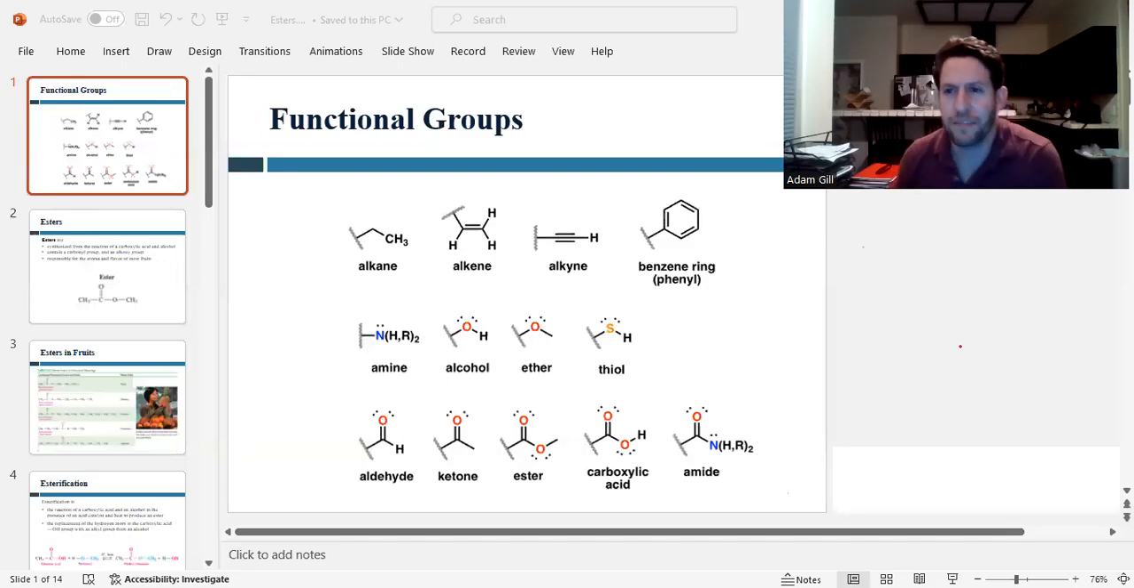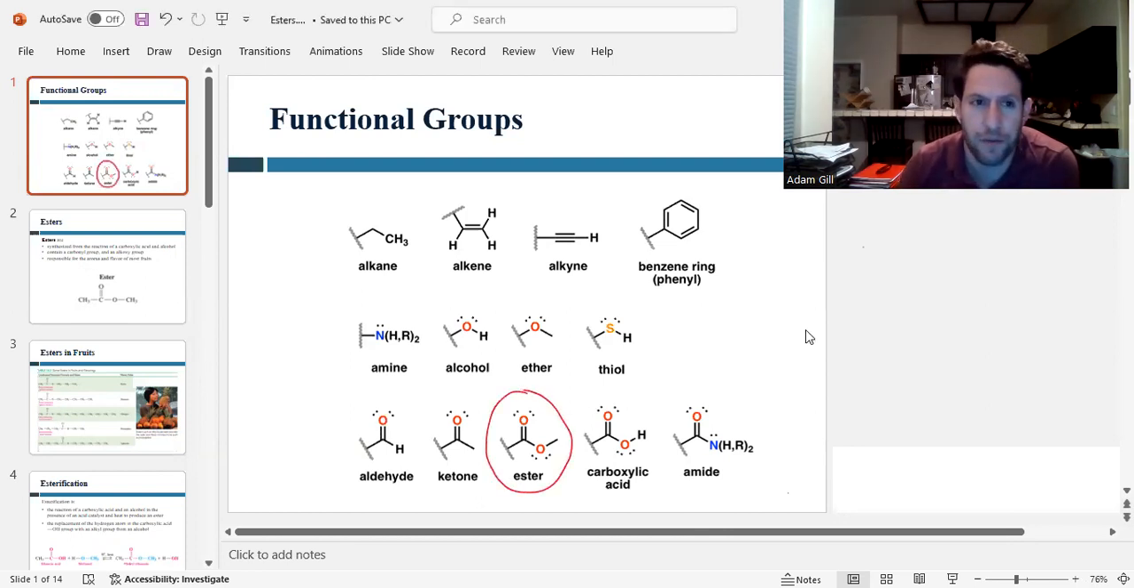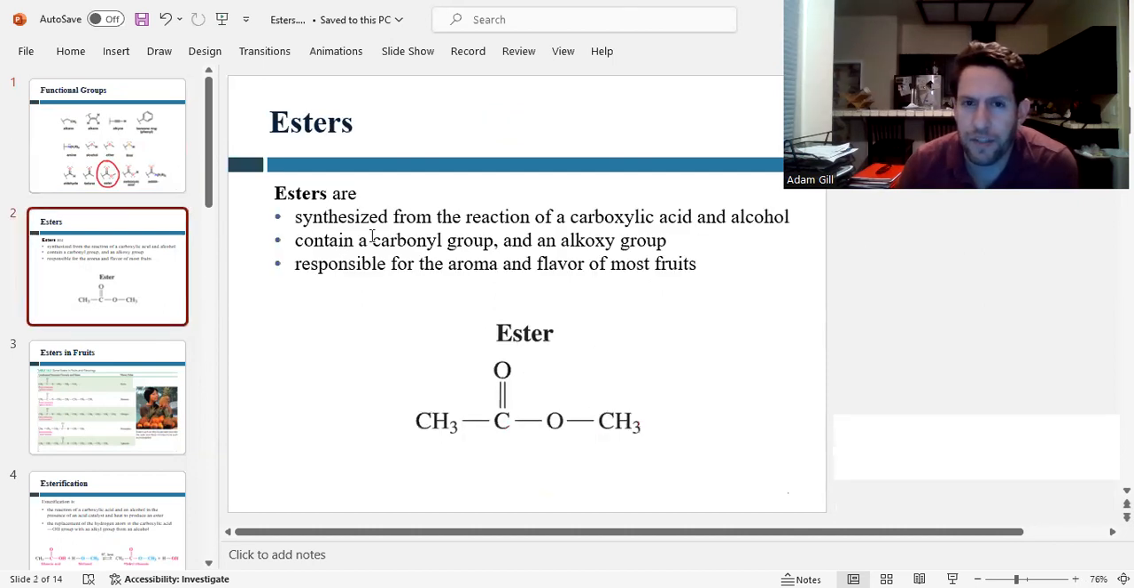Hey everyone. In this video, we're going to be continuing talking about functional groups, and we will be focusing on esters in this video. So an ester is synthesized from a carboxylic acid and an alcohol. And the functional group contains both a carbonyl and an ether or alkoxy group, but they are connected together. And so it's the C double bond O with an oxygen and then another carbon. And that's what makes it an ester.